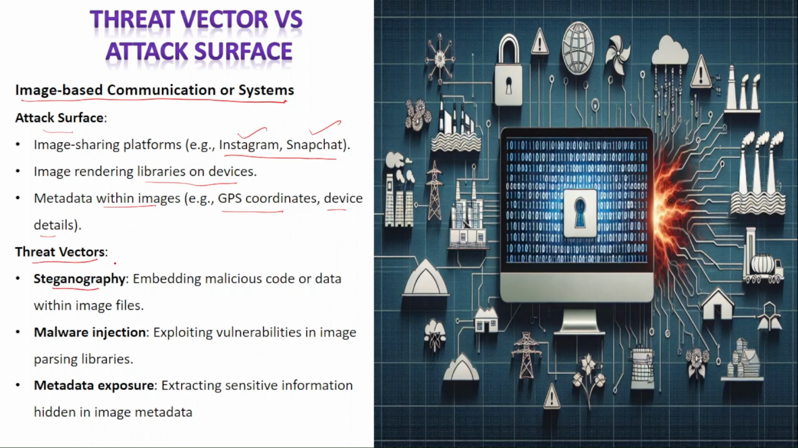Steganography. We studied in domain 1 that steganography is the art of hiding data inside unsuspicious sources such as images or videos. So embedding malicious code or data within image files is known as steganography. It is very important. Malware injection, so exploiting vulnerabilities in image parsing libraries. And metadata exposure, extracting sensitive information hidden in image metadata.